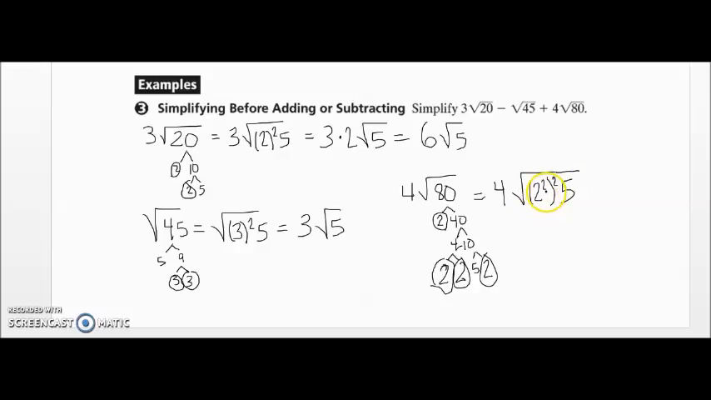All right, so 2 times 2 we said is 4. So we're going to pull out a 4. 4 times 4 is 16. So we get 16, and we're left with the square root of 5.